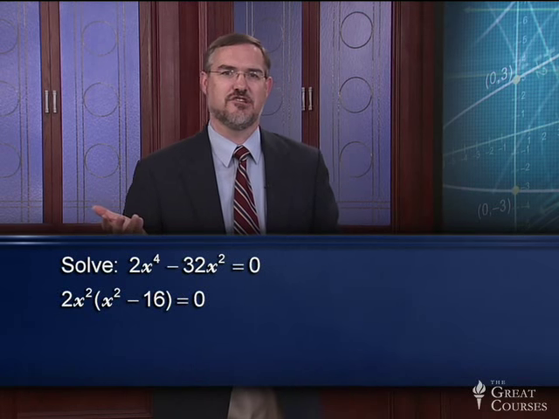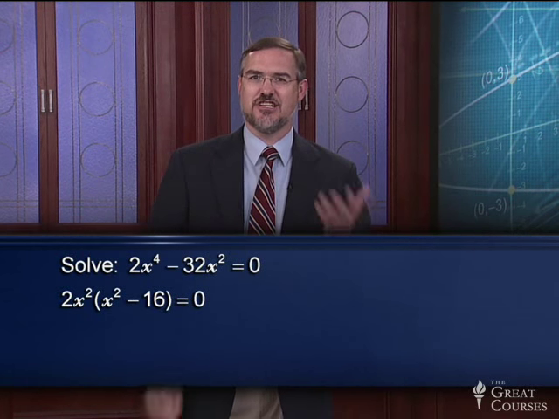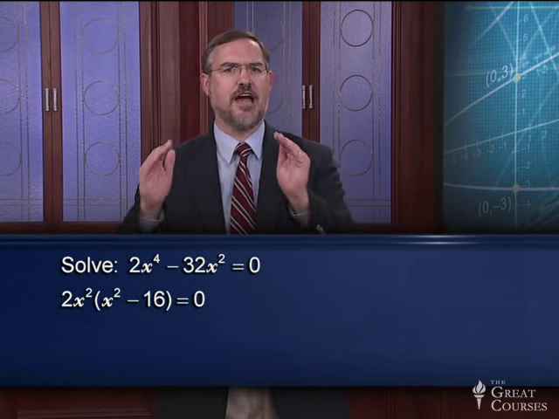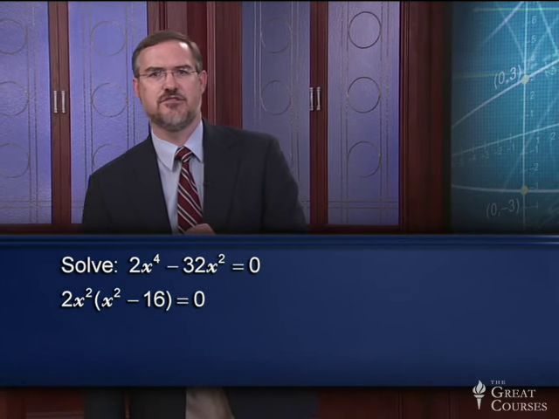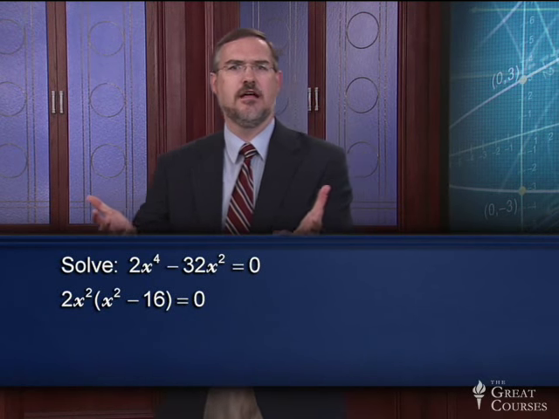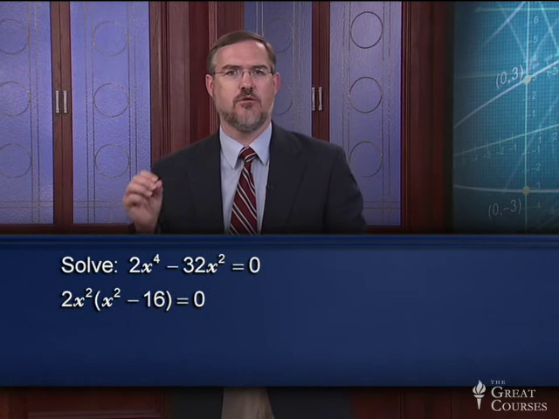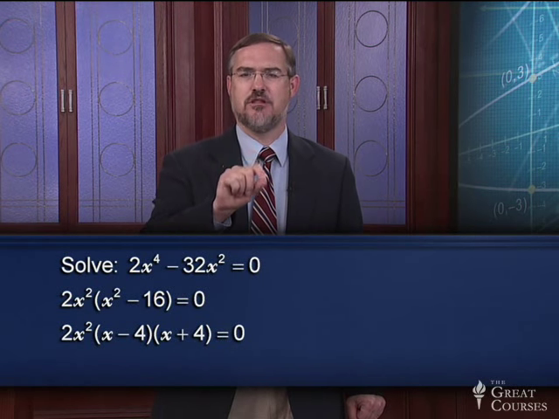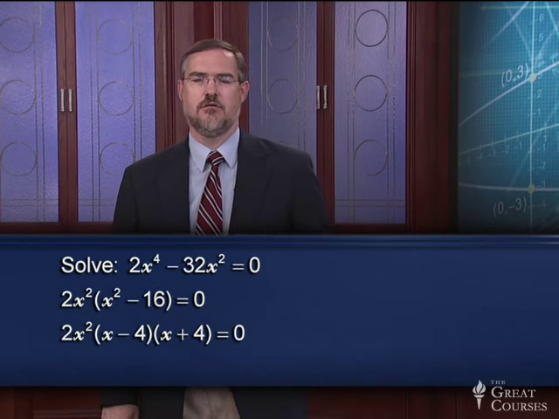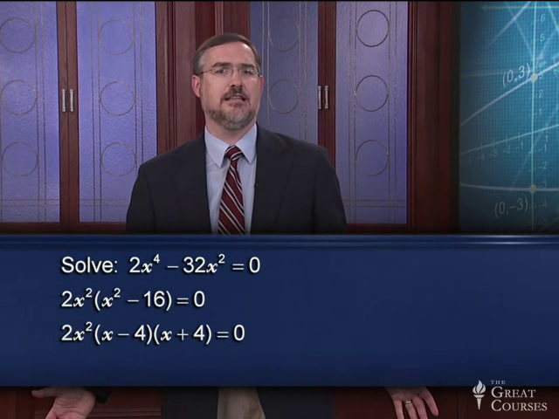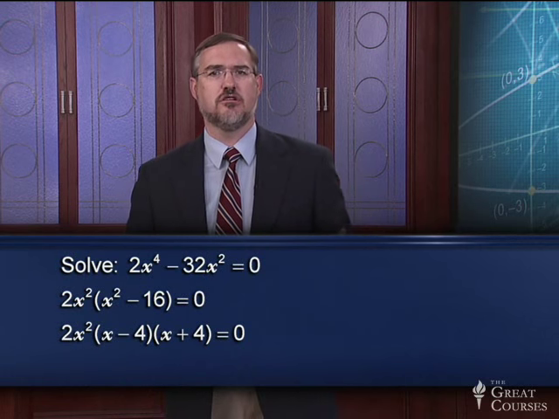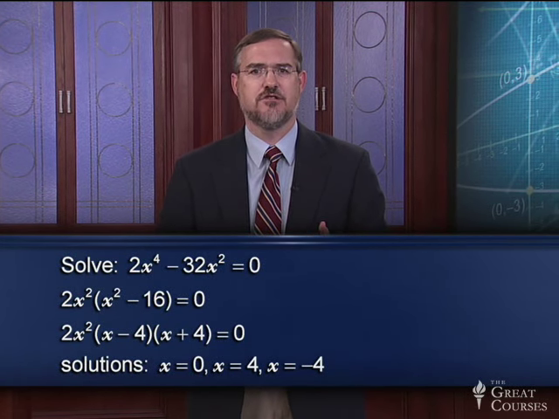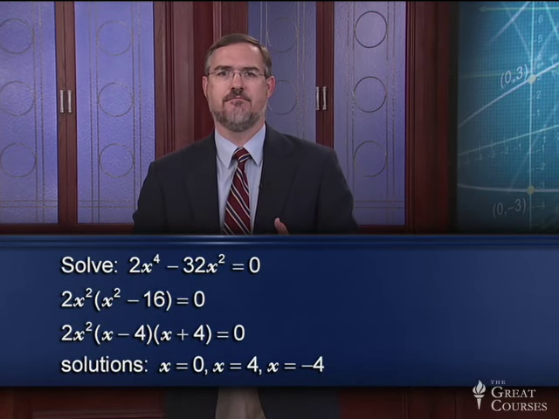x squared, of course, is a square. It's x times x. And the 16 is 4 times 4, and they're being subtracted from one another. So that factor, x squared minus 16, is a difference of two squares, and it will factor. And that means that the original equation can be rewritten as 2x squared out in front times (x minus 4) times (x plus 4) equals 0. And now you've factored this completely, and you can read off the solutions very quickly. There are 3 of them: x equals 0, x equals 4, and x equals negative 4.